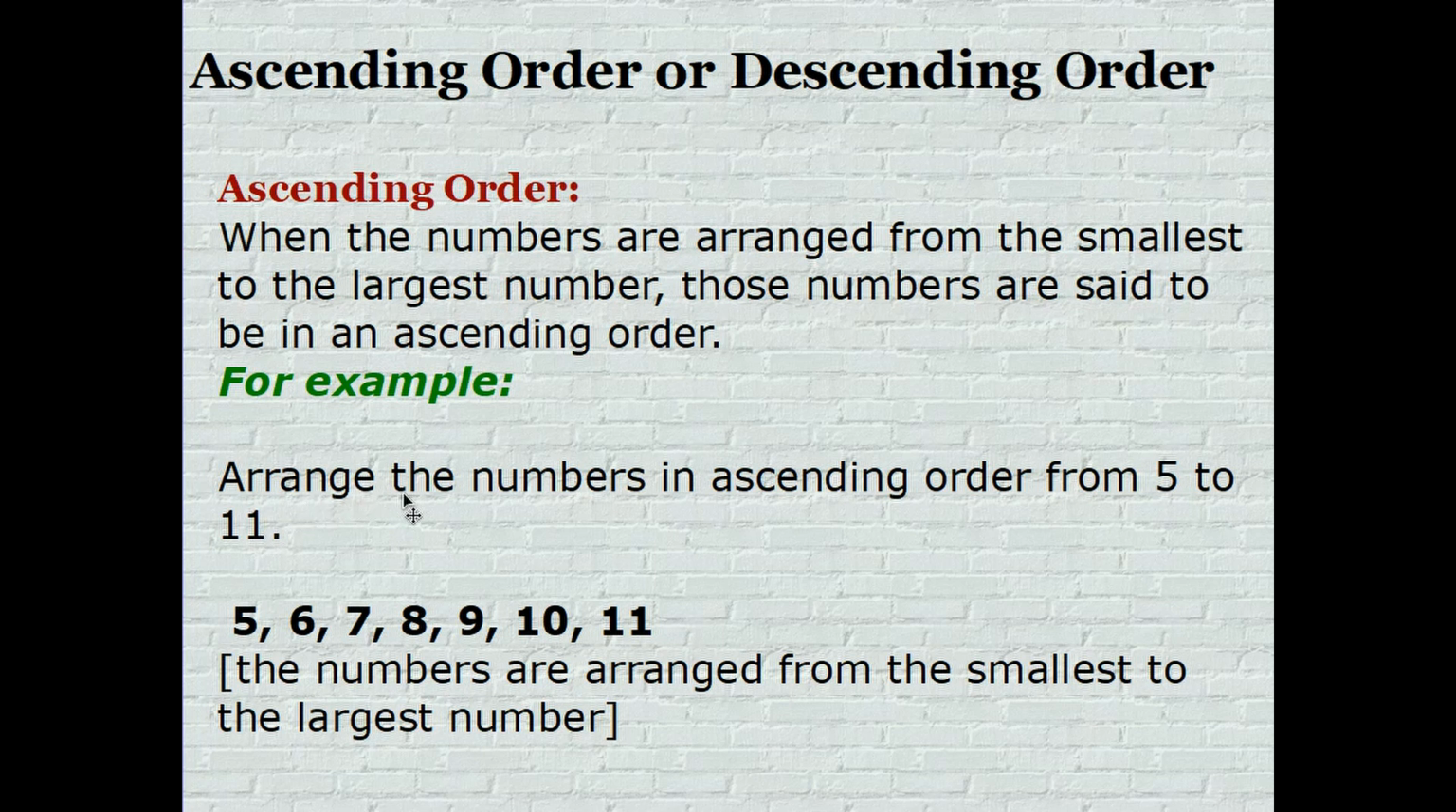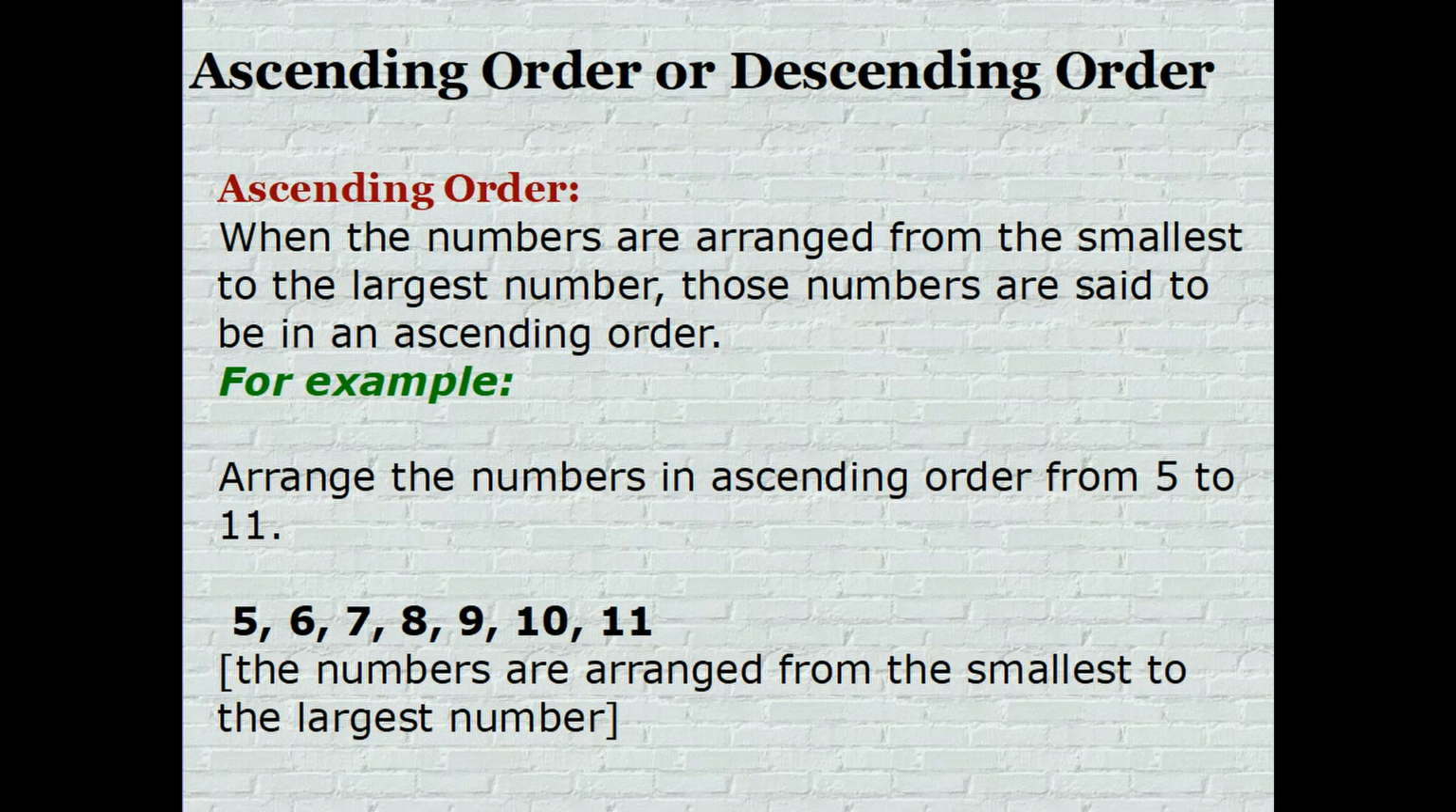For example, arrange the numbers in ascending order from 5 to 11. If you are asked to arrange 5 to 11, it will be 5, 6, 7, 8, 9, 10, 11. You see, the numbers are increasing from the smallest to the largest. So this arrangement we call ascending order.